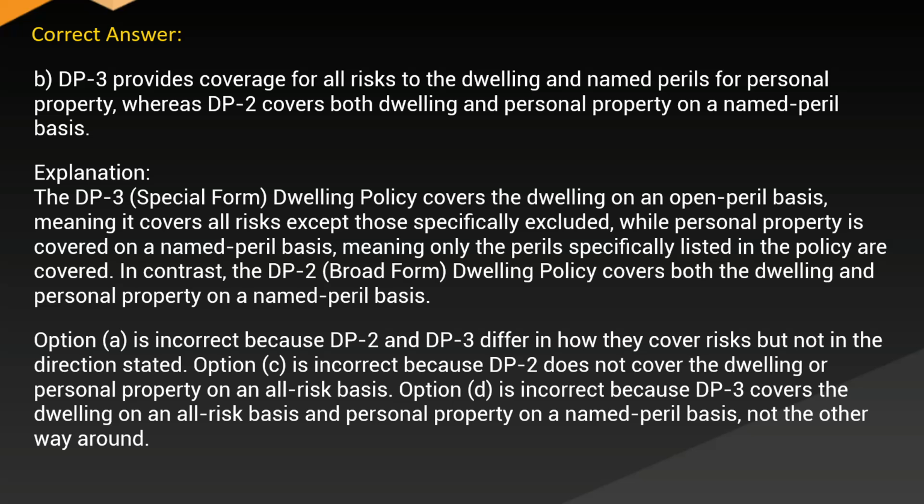In contrast, the DP-2 broad form dwelling policy covers both the dwelling and personal property on a named peril basis. Option A is incorrect because DP-2 and DP-3 differ in how they cover risks but not in the direction stated. Option C is incorrect because DP-2 does not cover the dwelling or personal property on an all-risk basis. Option D is incorrect because DP-3 covers the dwelling on an all-risk basis and personal property on a named peril basis, not the other way around.